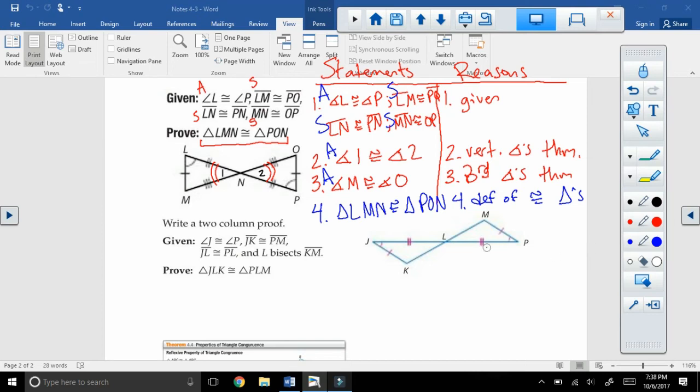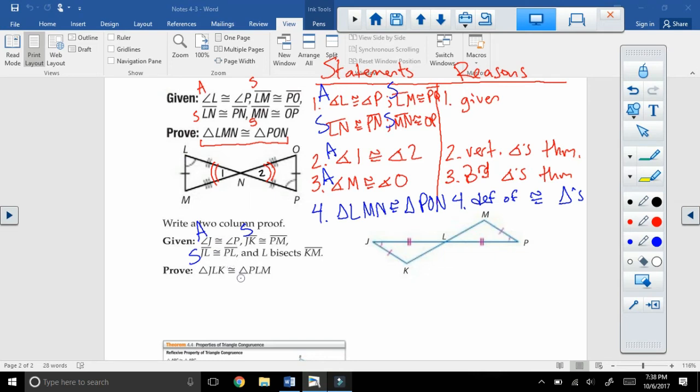For this next one, I start out with different given information. Here I'm actually only given 3 things. I have 1 pair of angles marked congruent, and I have 2 pairs of sides. I'm going to show this one a different way.